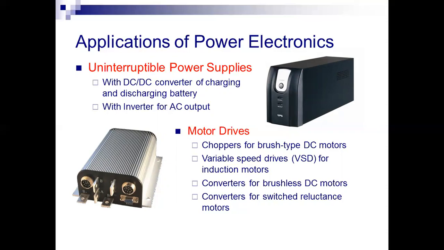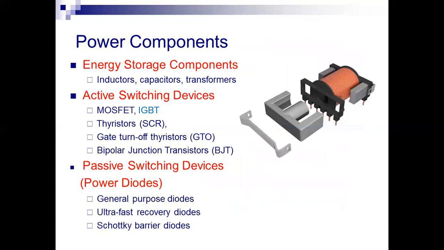These are BLDC motors, brushless DC motors, and also some induction motors and switched reluctance motors. These are used in DC to DC converters and also DC to AC inverters. These are the applications. Motor drives are some of the applications. Next, the energy storage components of power components: that is inductors, capacitors, and also transformers.